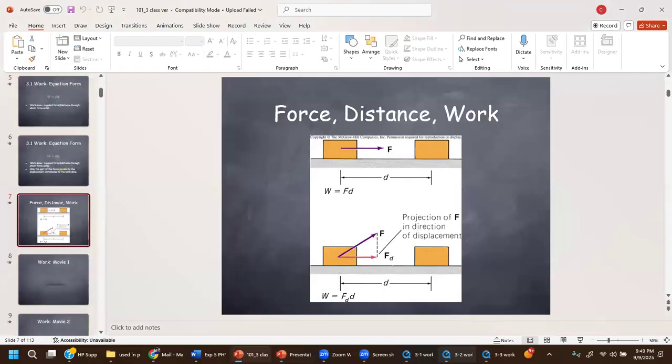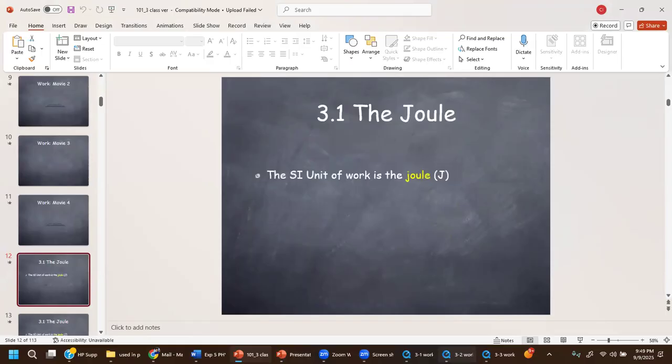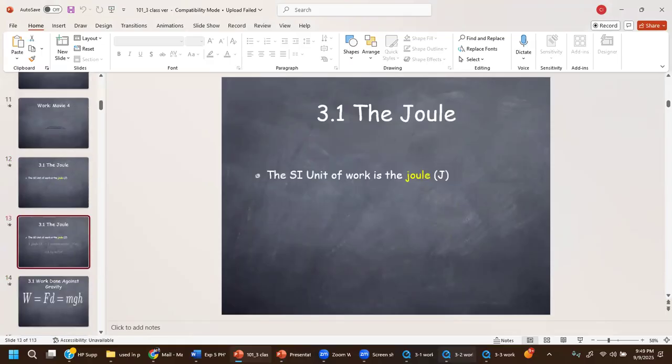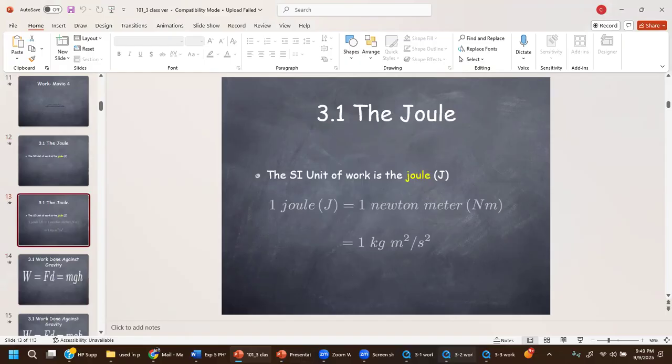Now, as we just worked out, the unit of work is the joule, which means it is newton meter, which is kilogram meters per second squared.